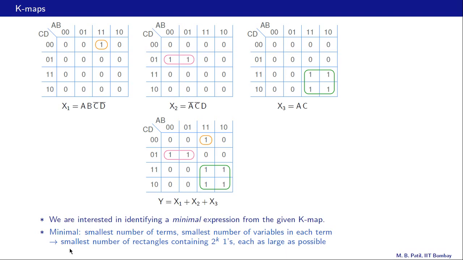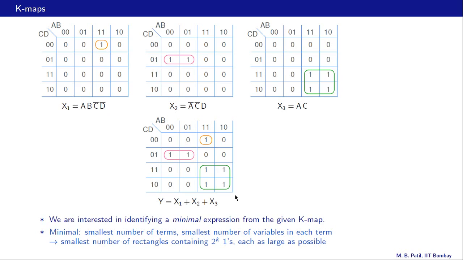That means we must identify the smallest number of rectangles containing 2 raised to k ones, each as large as possible. Let us see what this means in the context of this particular example. Alright, so this K-map is given to us and we are asked to find the corresponding minimal expression. How do we go about it? We first identify rectangles which contain only ones and no zeros, such that the number of ones is a power of 2. So we identify rectangles with 2 ones or 4 ones or 8 ones and so on.